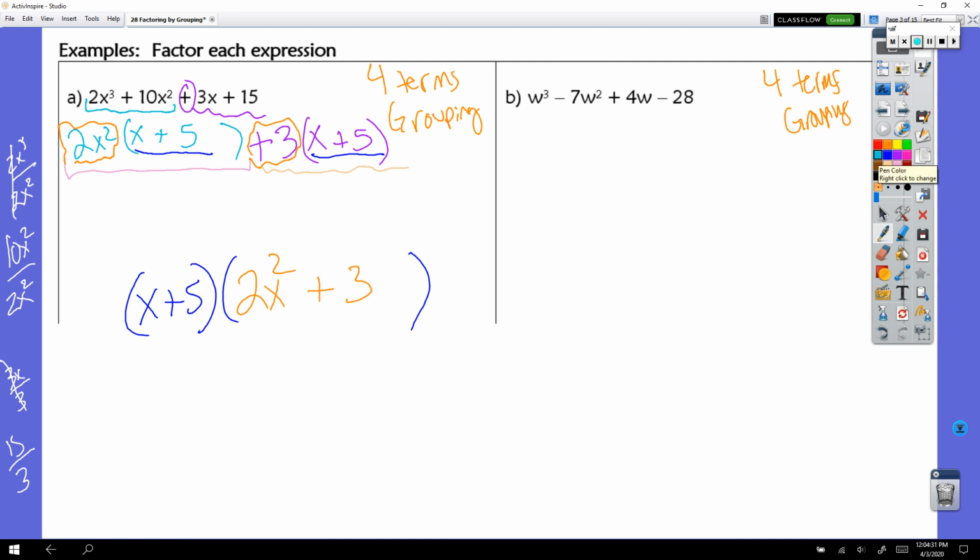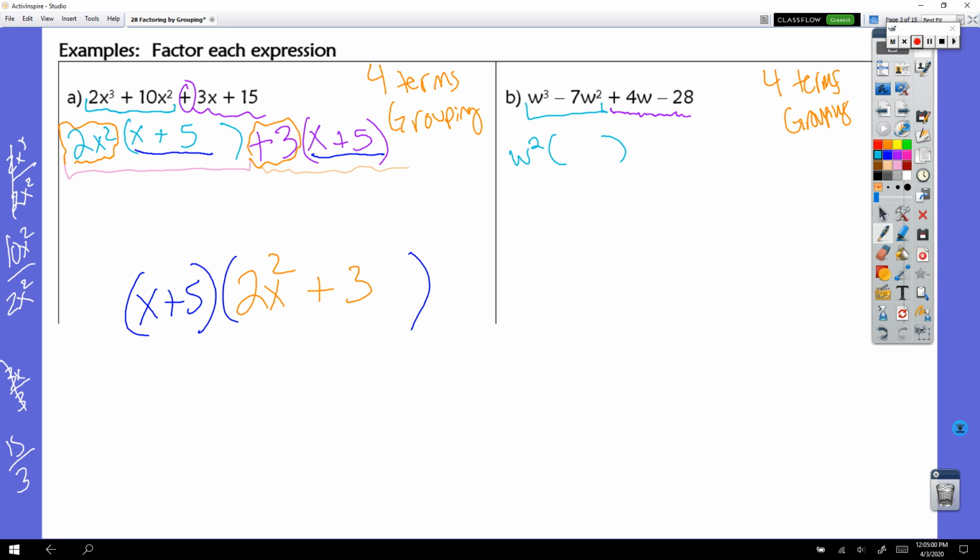So we're going to be doing grouping. In the first group, I'm going to look at the w cubed minus 7w squared. In the second group, I'm going to be looking at the 4w minus 28. Okay, so we take the GCF out of each of those groups first. I'm looking at w cubed minus 7w squared, and for sure there's a letter w that's in common, and the exponent that's in common is a 2.